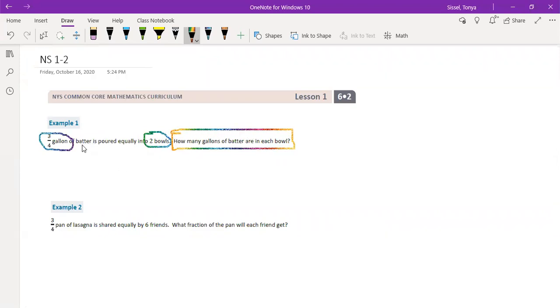Okay, so if we're taking what we have and putting it into 2 bowls, that means we are dividing. So we've identified all the important information. So now we say 3/4, because that's what we have. We're dividing that into 2 parts, 2 bowls. And we want to know what that equals.